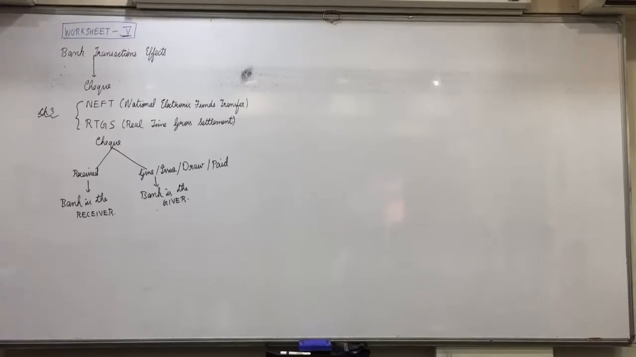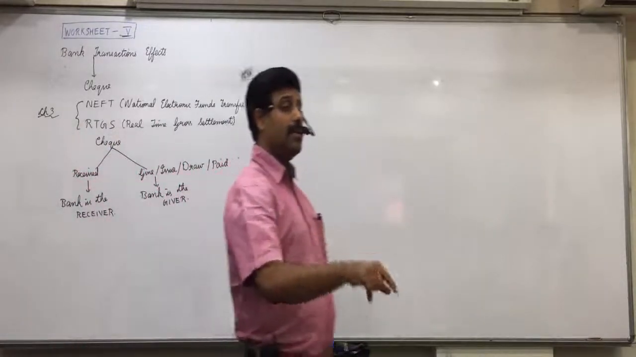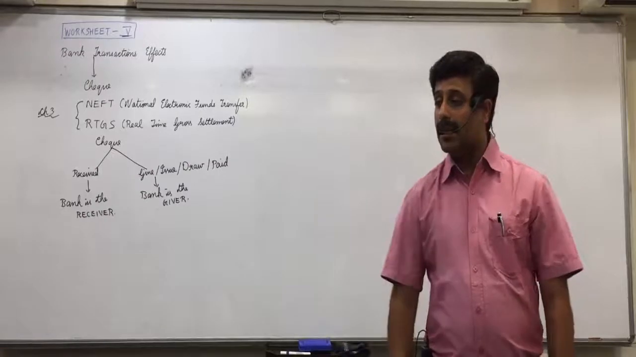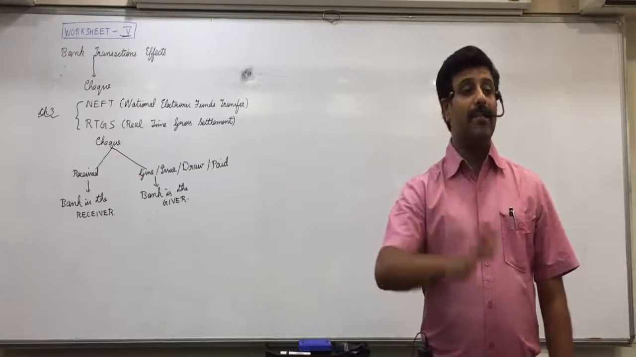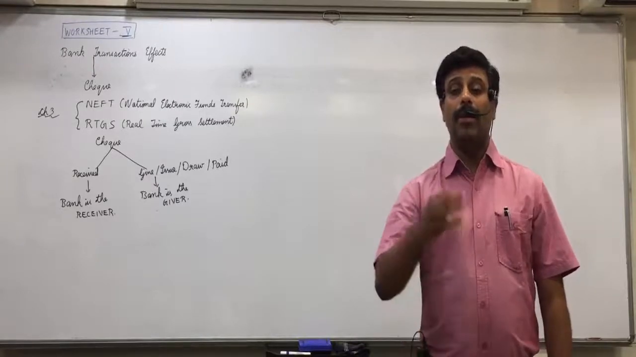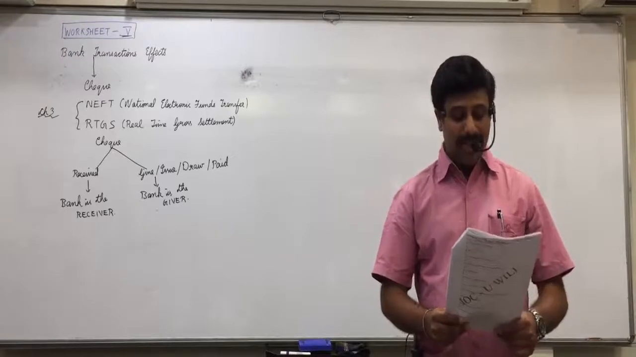So whenever a check is received, what effect will we write? Bank is the receiver. And we actually mean our account in the bank is the receiver. Whenever a check is given to someone, bank is the giver. Then we actually mean our account in the bank is the giver. Transaction 50.